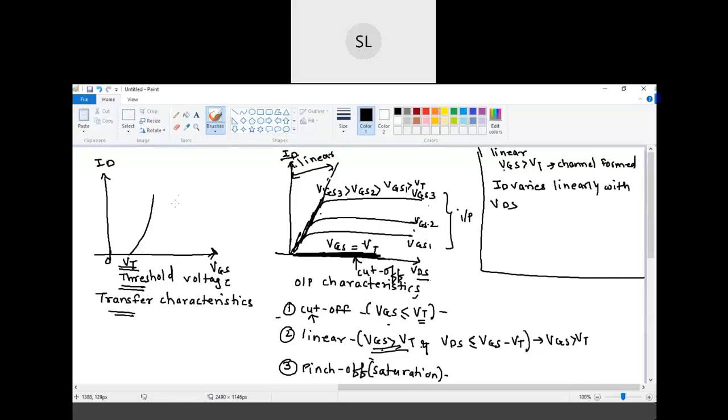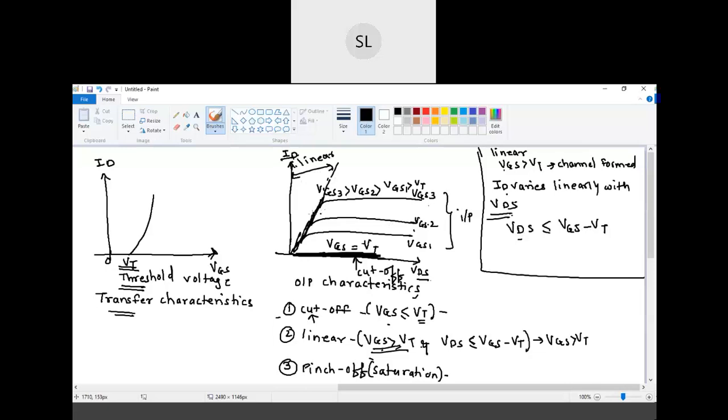Now, this current has been limited by the condition that the voltage VDS should be less than or equal to VGS minus VT. The current ID will vary linearly with this VDS till VDS becomes equal to VGS minus VT. So this region is identified as the linear region.